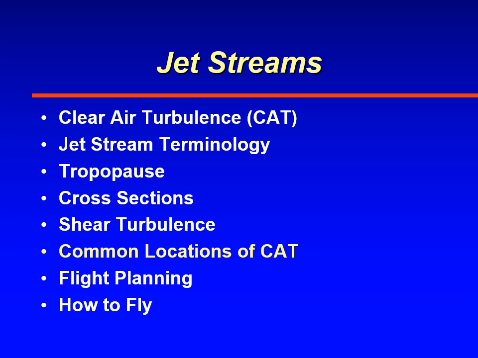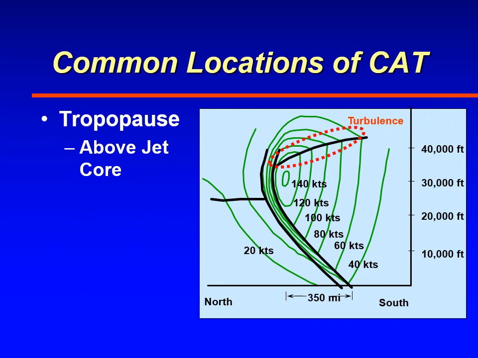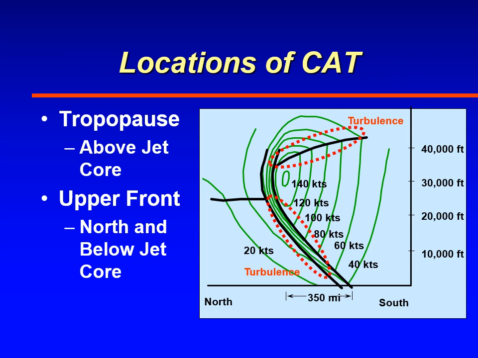Now that we know the locations where we can find strong shear associated with the jet stream and also up in the tropopause, we'll use that knowledge to figure out where clear air turbulence is most common. So those are the locations where you find the strongest clear air turbulence: above the jet stream core in the tropical tropopause, and in the upper front, that is just to the north and below the jet stream core. That's where those two conditions are met: strong shear and strong stability.